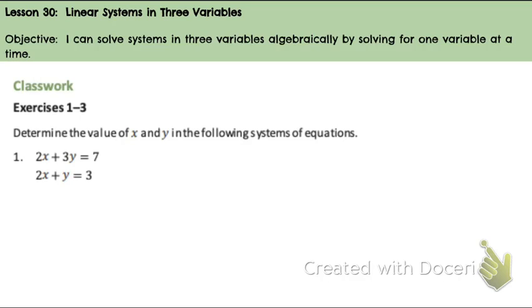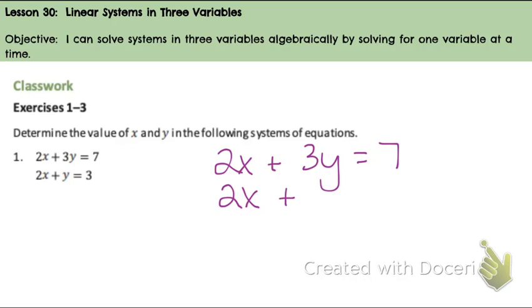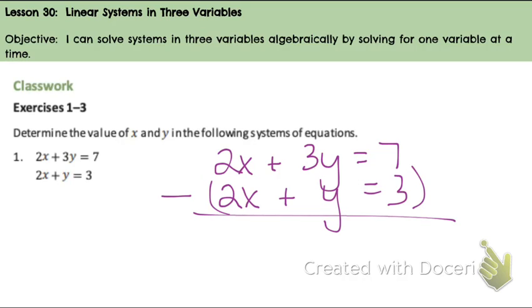Okay, so the first thing is to determine the value of x and y in the following systems of equations. So when we have systems of equations, I'm just going to write it bigger so you can see what I'm doing here. As we stack them, and then we can subtract one from the other. So the x's cancel out, and we have 3y minus y is 2y equals 4. So y equals 2. And you divide both sides by 2.